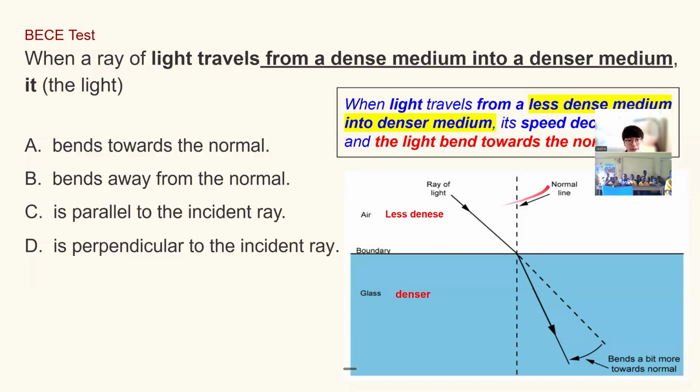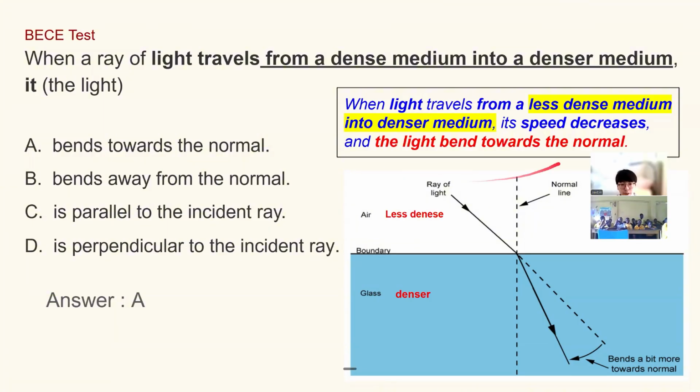Yes, I think you are correct. Great job. The answer is A. It bends toward the normal because we're going from a dense medium to a denser medium.